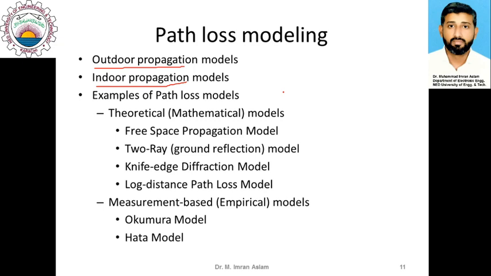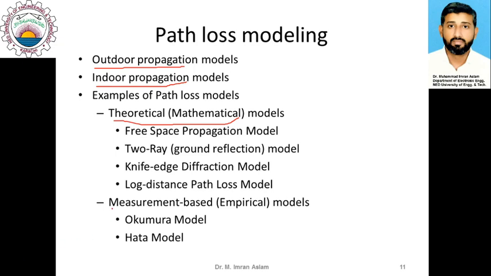There are a variety of path loss models available in literature. Although we are not going to discuss all those models, we'll discuss a few examples of specific models, which can be characterized into two major categories. First one is the theoretical or mathematical based models, which are based on some mathematical analysis or physical foundations.